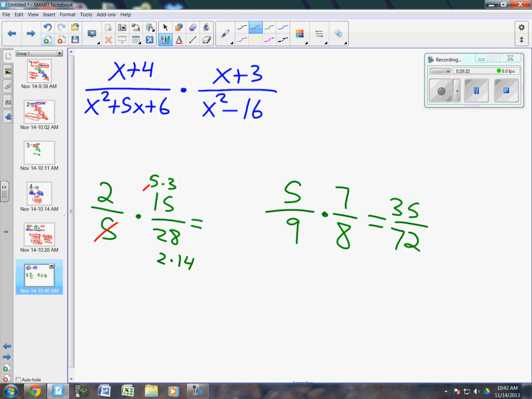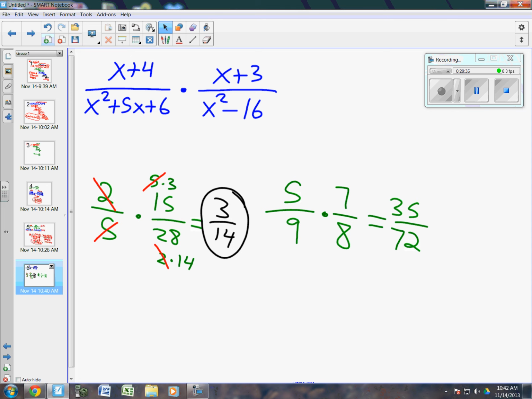This 5 will go into that 5. This 2 goes into that 2. And so what is my answer? 3 over 14. Because when this cancels out, it becomes a 1. So 1 times 3 is 3. 1 times 14 is 14, right? We should cross those two out because we changed the 15 to 5 times 3 and the 28 to 2 times 14. Do you see that? So if you can cancel like that, that's another good method.